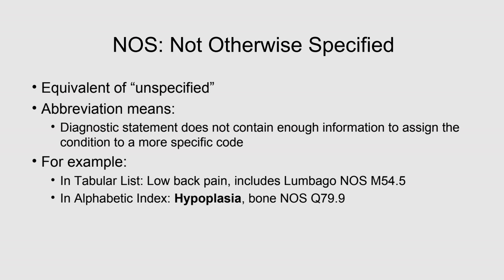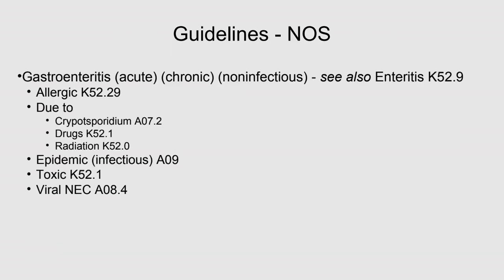So for example, in the tabular list, you'll see low back pain includes lumbago NOS, that's M54.5. In the alphabetic index, you can see hypoplasia bone NOS, which is Q79.9. So it'll say NOS or unspecified. Okay, so here is an example of NOS.